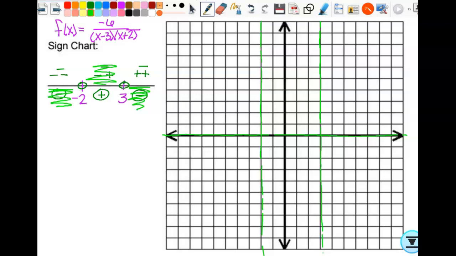Okay, so I want you to just take a second. Look at your sign chart. Look at your asymptotes. See if, in your mind, you can visualize what this graph might look like before we start doing anything else. You don't have to sketch it or anything, just think about what might have to happen.